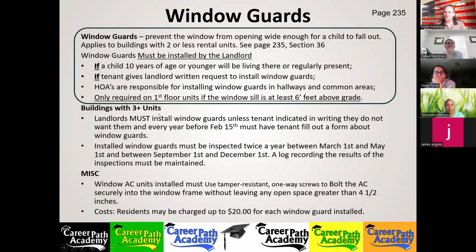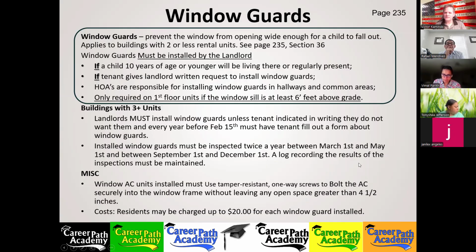Buildings with 3 or more units in them, the landlord must install window guards unless the tenant tells them that they don't want them. And the landlord needs to check every year with them before February 15th and have them fill out a form whether they want those window guards or not. So the installed window guards must be inspected twice a year, once between March 1st and May 1st, and again between September 1st and December 1st.